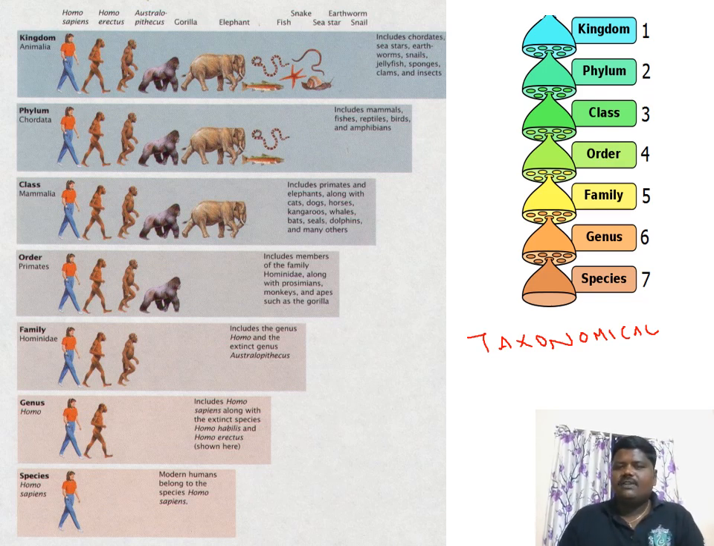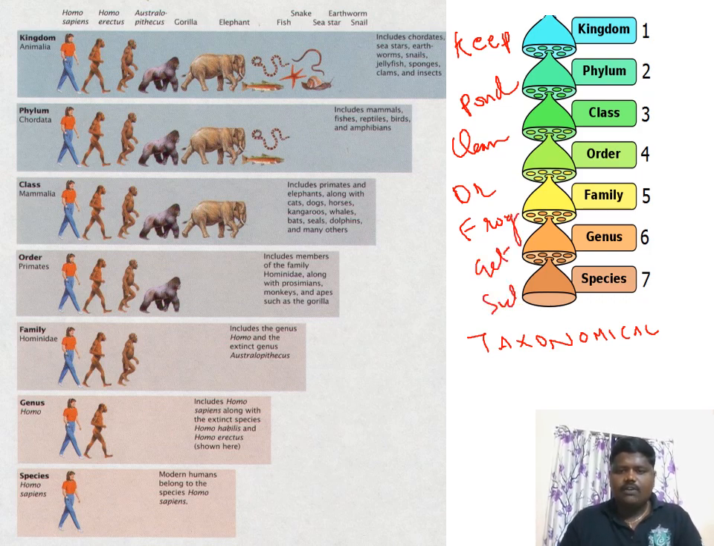It will always be easy for us if we have a shortcut. This order is quite easy, but with a shortcut it will be even easier for you. The shortcut I'm using here is: keep, pond, clean, or frog, get sick. You can take the first letter of each word in the mnemonic: K for kingdom, P for phylum, C for class, O for order, F for family, G for genus, and S for species. So keep, pond, clean, or frog, get sick. In that order, you can remember all these seven categories.